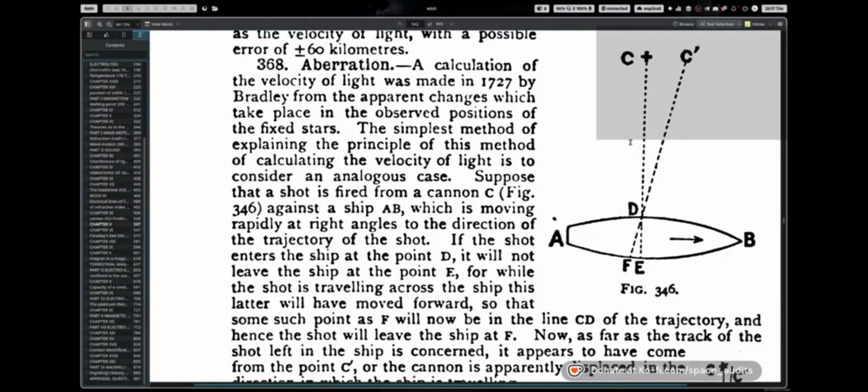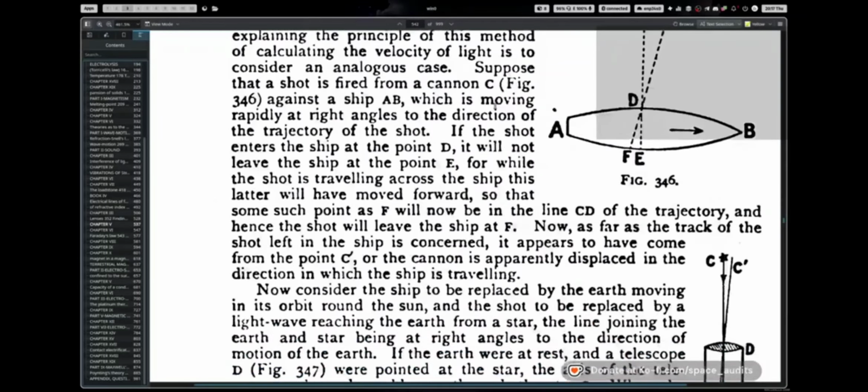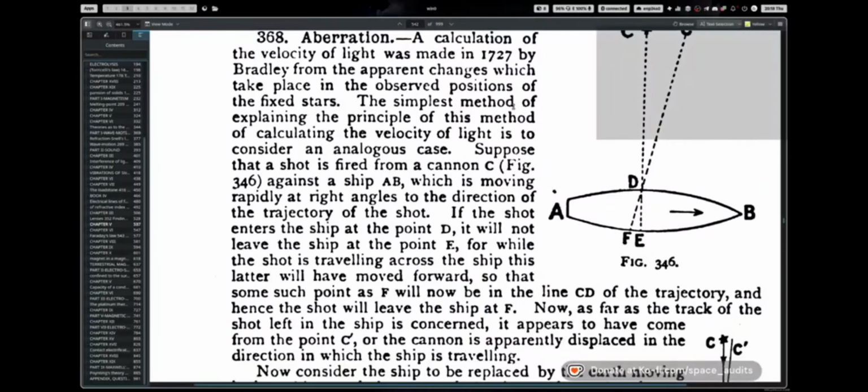I'm surprised they didn't include the millimeters. But anyways, are we reading aberration too? Yeah. Okay, let's do that.